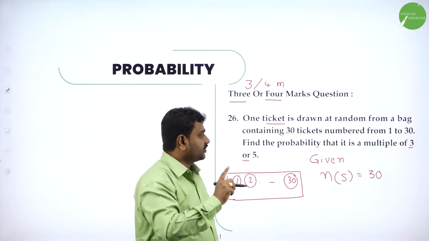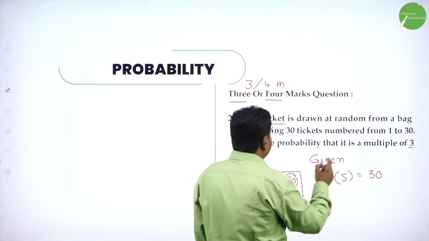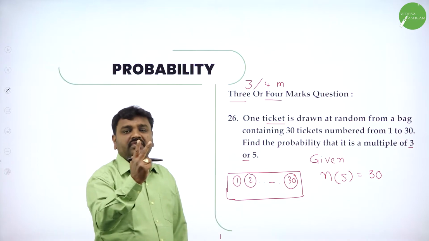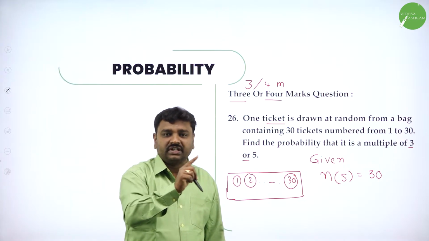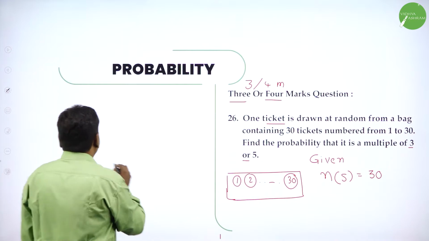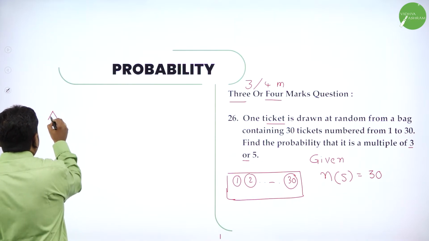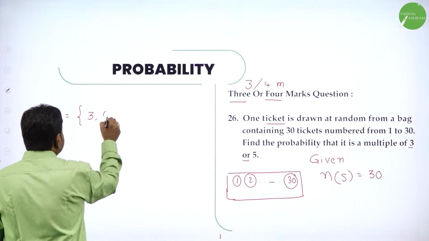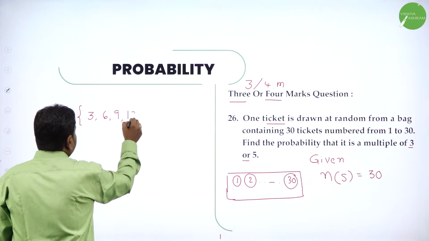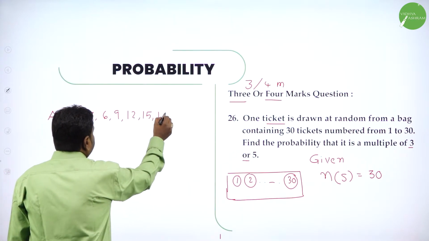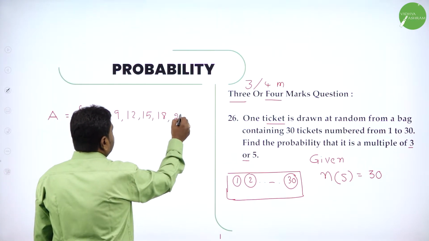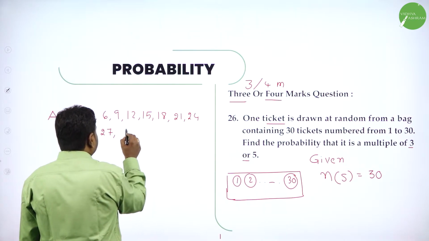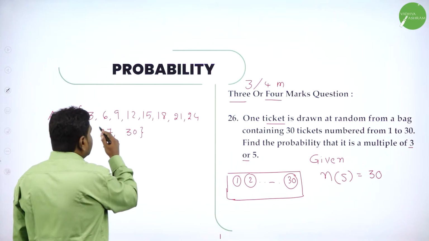So N of S is 30 and numbered 1 to 30. Find the probability that they are multiple of 3 or 5. So there are 2 events. One is multiple of 3, the other one is multiple of 5. So define the events. Event A is multiple of 3. Multiple of 3 means what? 3, 6, 9, 12, 15, 18, 21, 24, 27 and 30. So total we have 10 numbers.